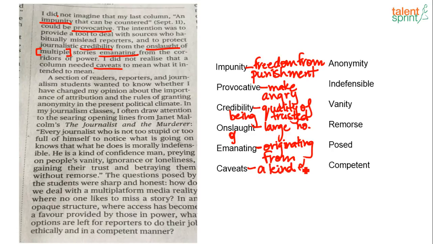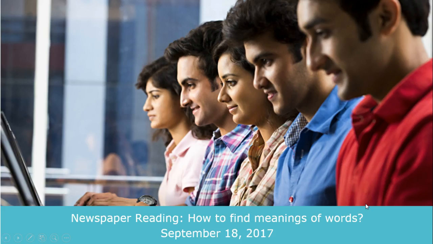So he says that he had no clue that a column a newspaper writes needs to have a warning and tell people what it actually means. Okay, so now I can see there is a sudden stream of questions that people are asking. So let me go back and look at the questions that you guys are asking.